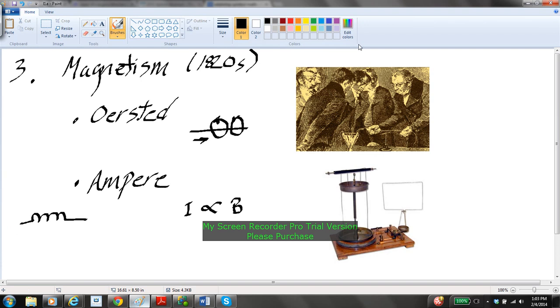And before I move on, the previous slide we talked about the battery. That schematic symbol looks something like this. So that ends this phase.